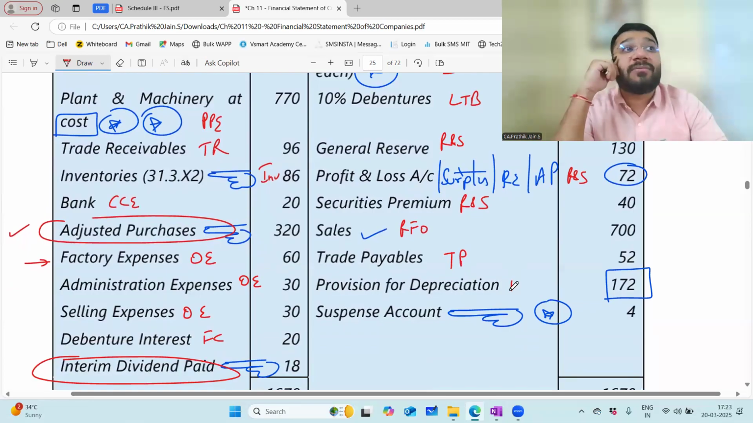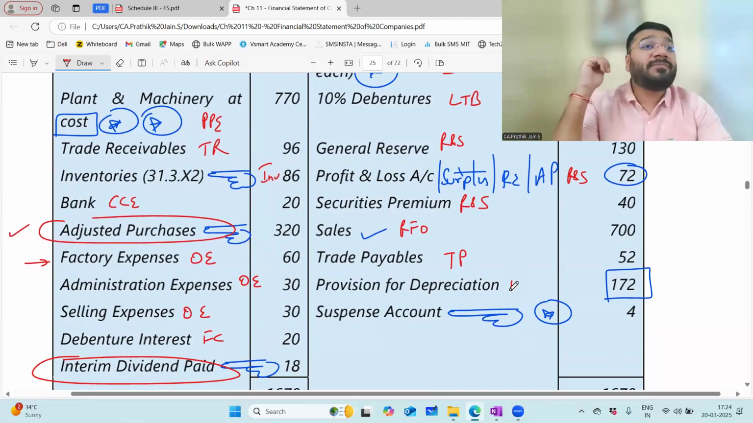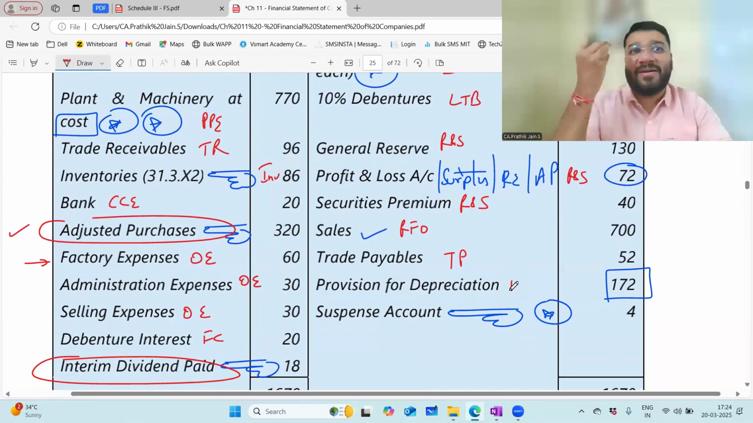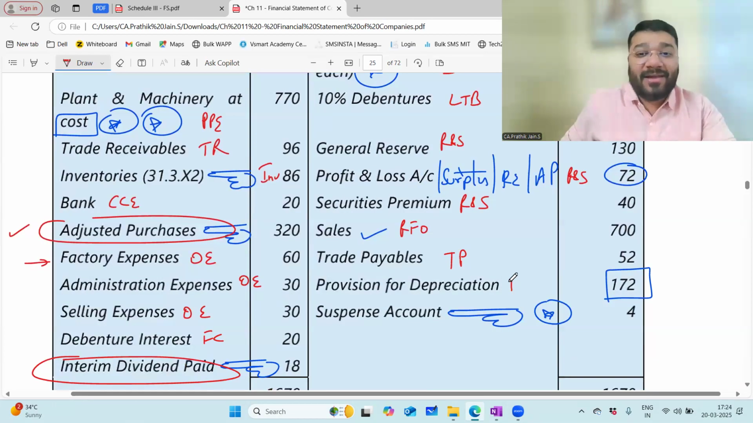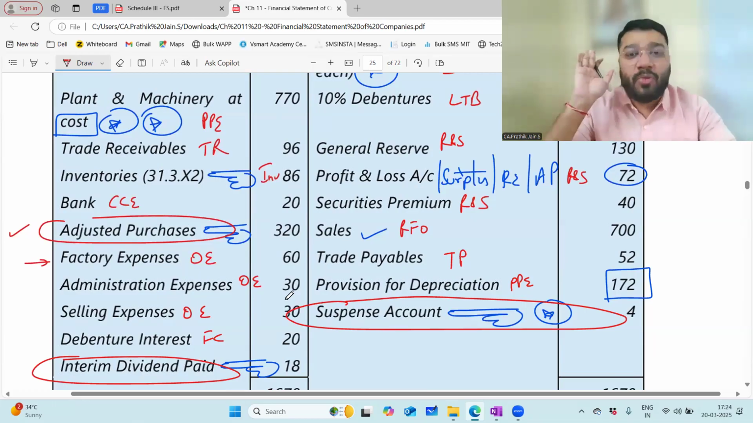Provision for depreciation. Who said short term? What short term? Short-term provision. MCA Schedule 3, I'll recommend. Not given, provision for depreciation we have to minus from the gross block. So this will be PPE. Suspense account, we have to see what needs to be done for this. As far as the statement of P&L is concerned, I'm clear. So I'm going ahead with that.